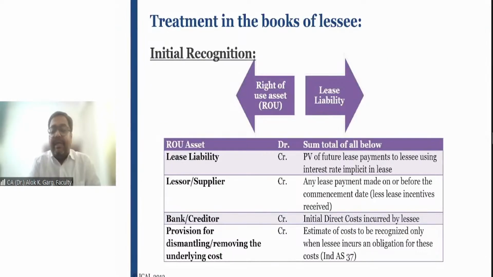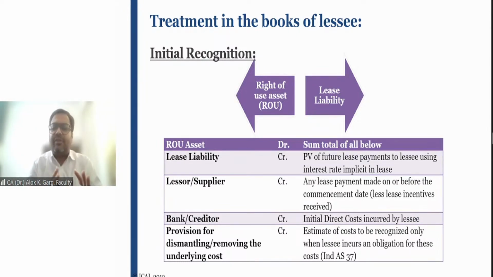Now, friends, we have reached the heart of the standard. When I say heart of the standard, it means this is the main part of this standard, Ind AS 116. And this is the big change Ind AS 116 brought in case of lessee accounting. Treatment in the books of the lessee.